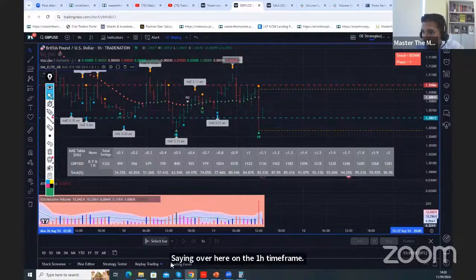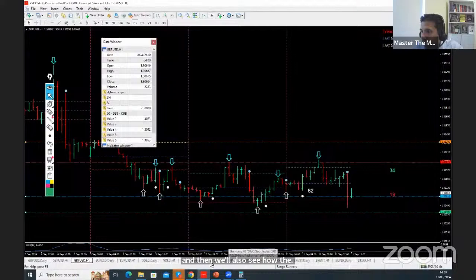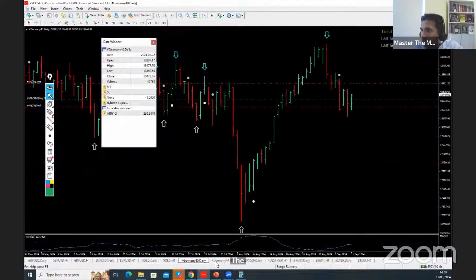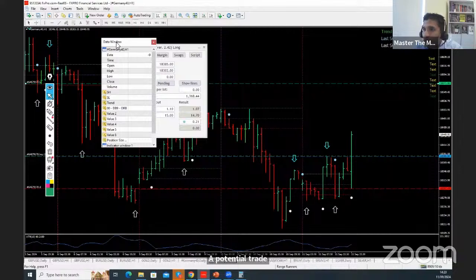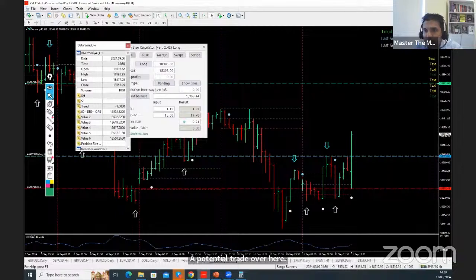We'll keep an eye on that, and then we'll also see how the DAX is performing over here. I did see a potential trade over here as well. I'll just go through a quick recap on that, and then Gavin can take over.